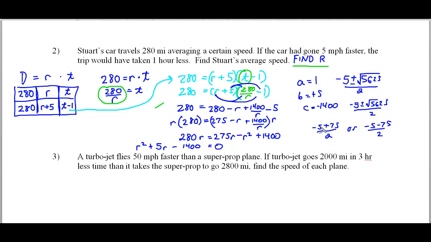Now if I do it this way, negative 5 plus 75 divided by 2, I get an answer of 35 miles per hour. And 35 miles per hour makes sense. Now if I do this answer, which gives me negative 80 divided by 2, which is negative 40, this does not make sense, so we are not going to take that answer because we are not going to drive a negative speed. So our answer to the problem is 35. So Stuart's average speed was 35, but if he only went 5 miles per hour faster, his time would have taken a lot less.